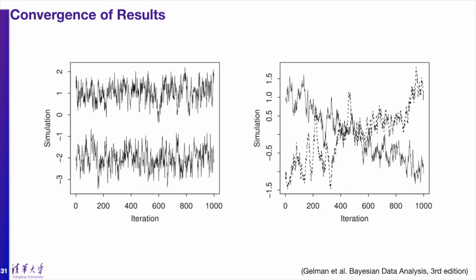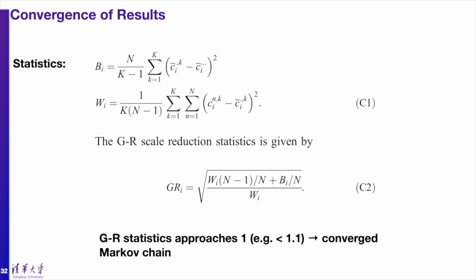To assess the convergence, we can just look at the trajectories by different starting points to see if they eventually overlap with each other. But statistically, we can use statistics to evaluate the convergence. Actually, the GR statistic is a good option. When the Markov chains converge, the GR statistic will approach the number of 1. The closer, the better.